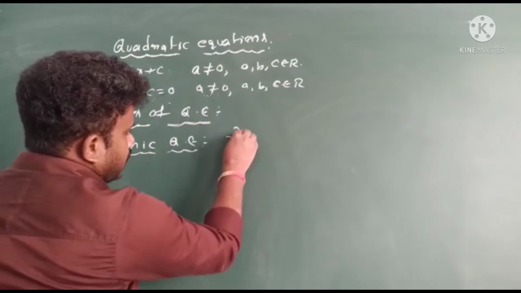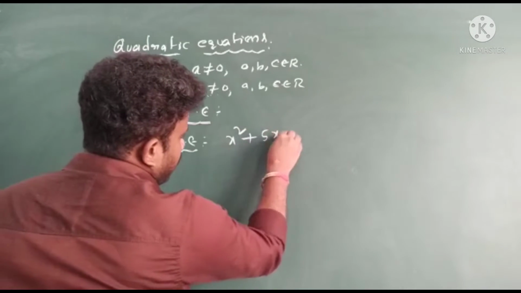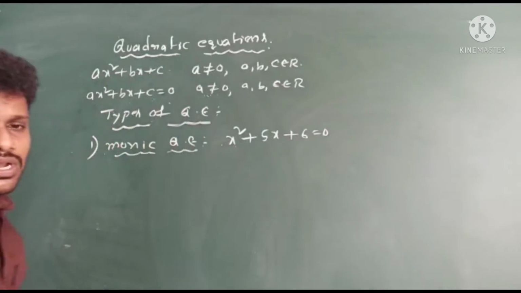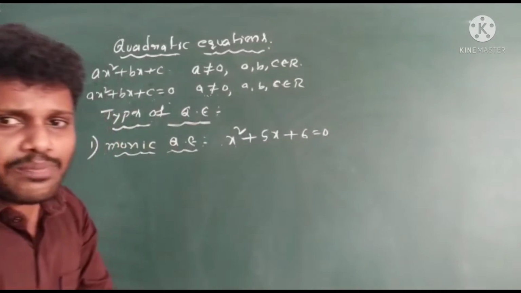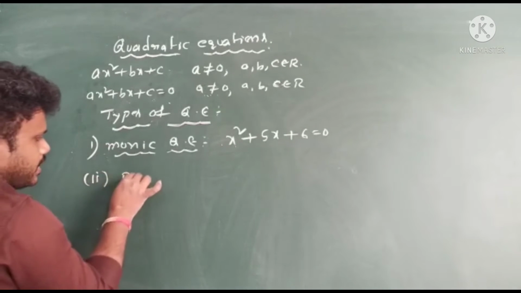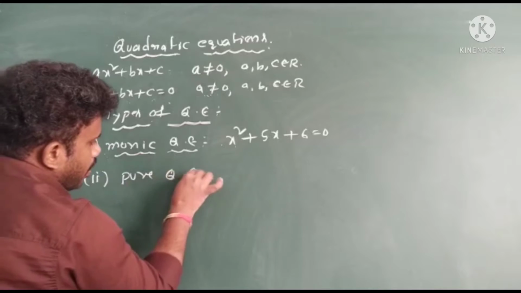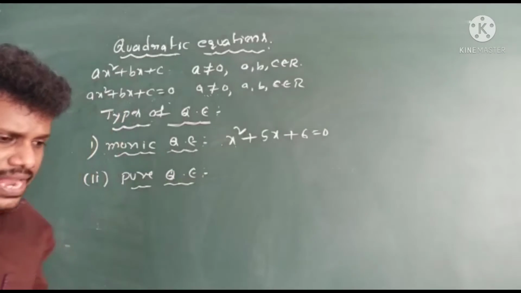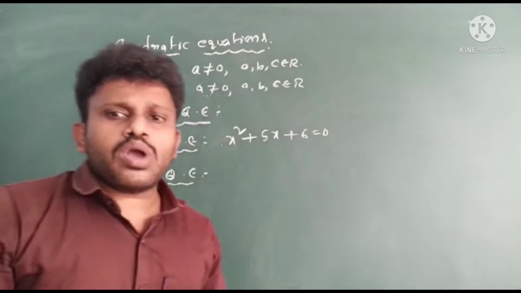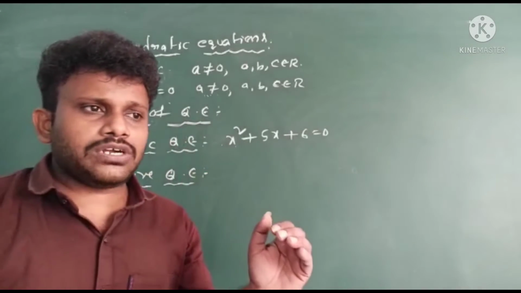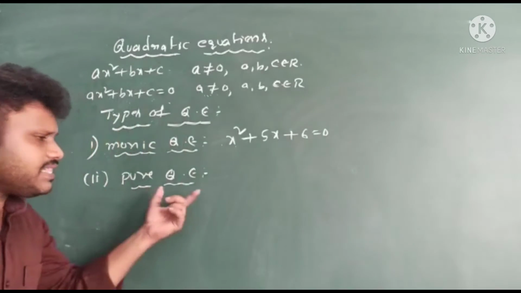For suppose x square plus 5x plus 6 is equal to 0. Here the coefficient of x square is 1, so we can say that it is a monic quadratic equation. And the second one is pure quadratic equation. The definition of the pure quadratic equation is, in a quadratic equation, the coefficient of x is 0.